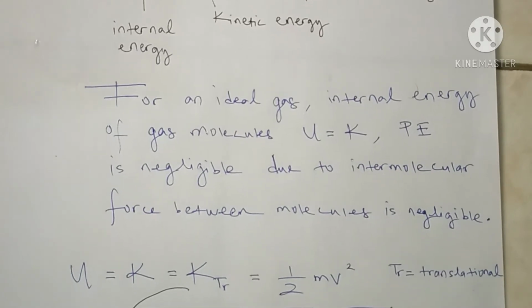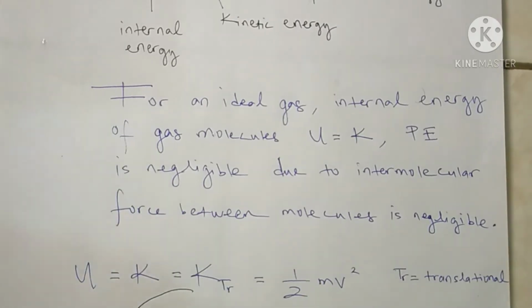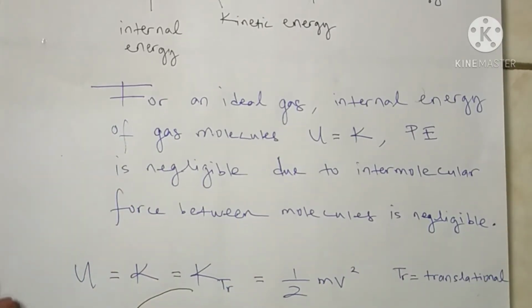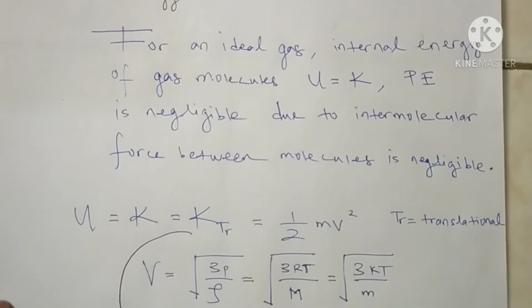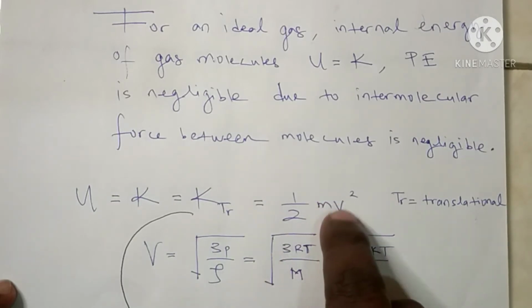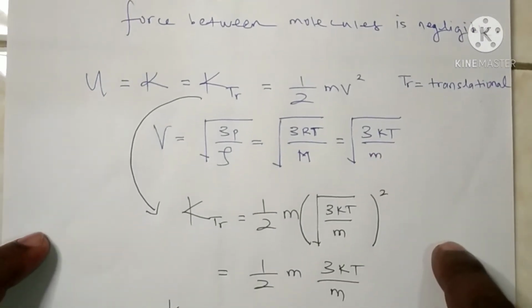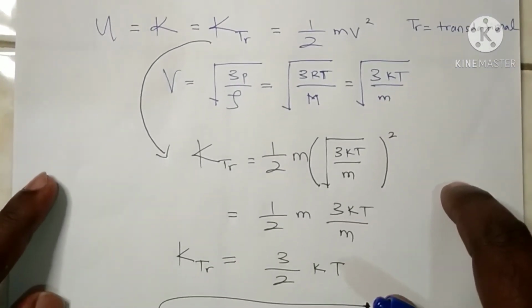Kinetic energy is kinetic energy of translation. Translation is moving in one direction or in a straight line. The general equation for kinetic energy is half mv squared, where v is the root mean square speed of the molecules. So you have three options. You can choose one of these to substitute here in this v. I'm going to pick this, and I will get the translational kinetic energy as 3 over 2 kT.